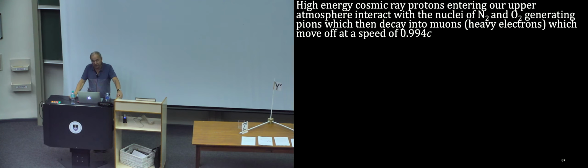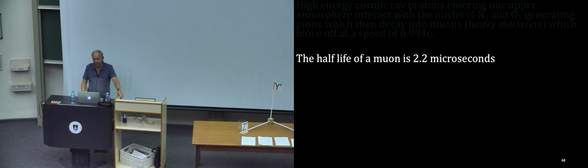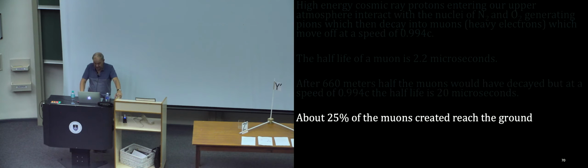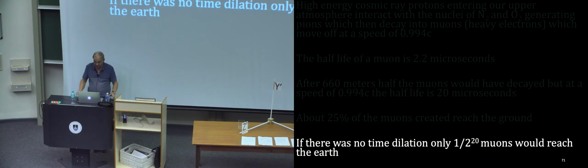And this was one of the first, because what happens is the half-life of the muon is only 2.2 microseconds. And after 660 meters, half of them would have decayed. But at a speed of 0.994, the half-life is as much as 20 microseconds. And in fact, about 25% of the muons created reach the ground. But if there was no time dilation, only 1 in 2 to the power of 20 would reach the Earth.